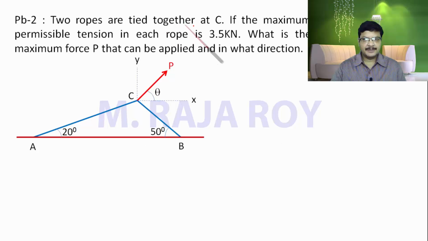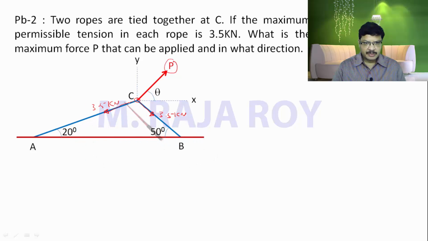Now two ropes are tied together at point C. Somewhere here, this is the first rope, this is the second rope, these two are tied. If the maximum permissible tension in each rope is 3.5 kilonewton only, the tension will act like this, 3.5 kilonewton on both the ropes. What is the maximum force P that can be applied and in which direction? To keep this in equilibrium, how much force do we have to apply here, and in what direction? That is the question.